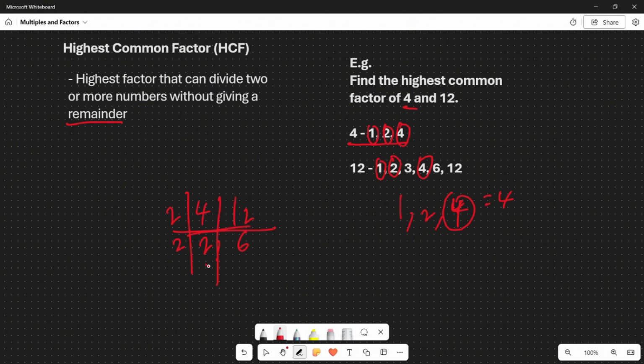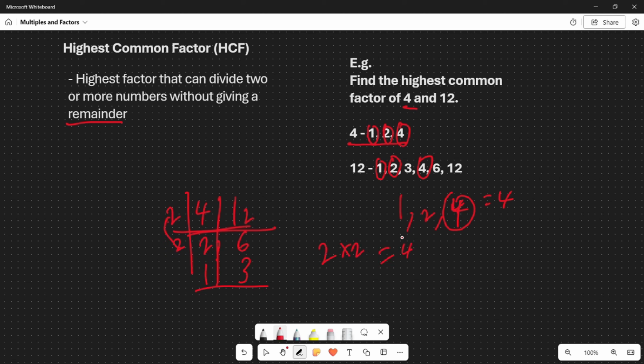Now, when you get here, you see that for 1 and 3, there's no prime number that can divide both of them without giving a remainder. So this is where you stop. You stop where both numbers cannot be divided by any number without giving a remainder. So then your answer will be, when you multiply these two together, 2 times 2, and so that answer will be 4. The same thing can go on.